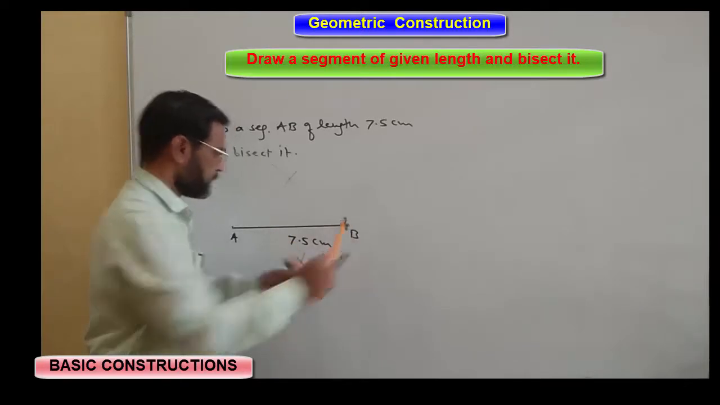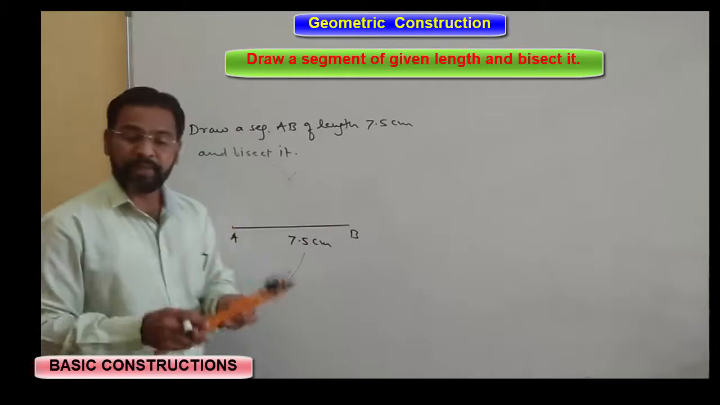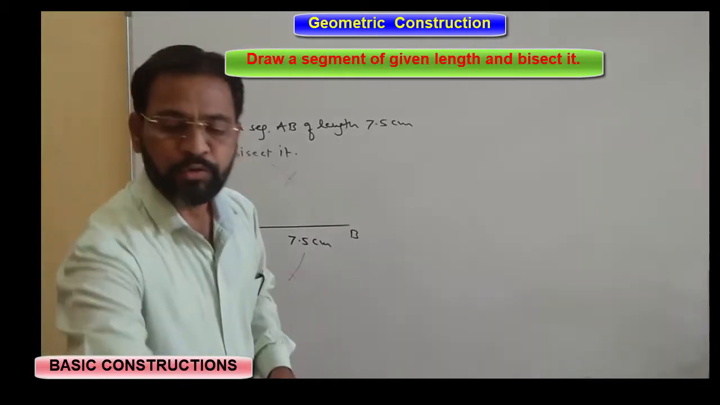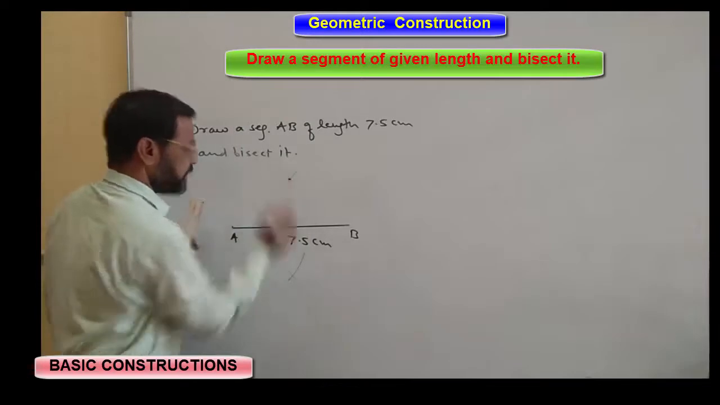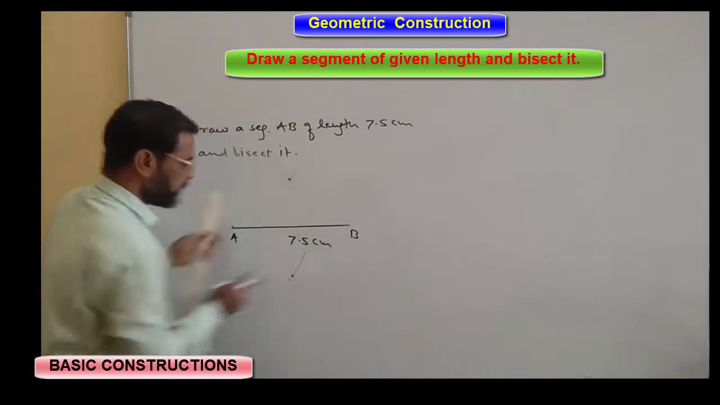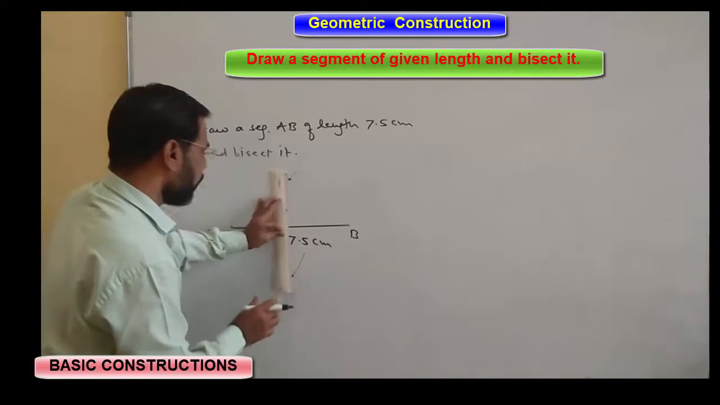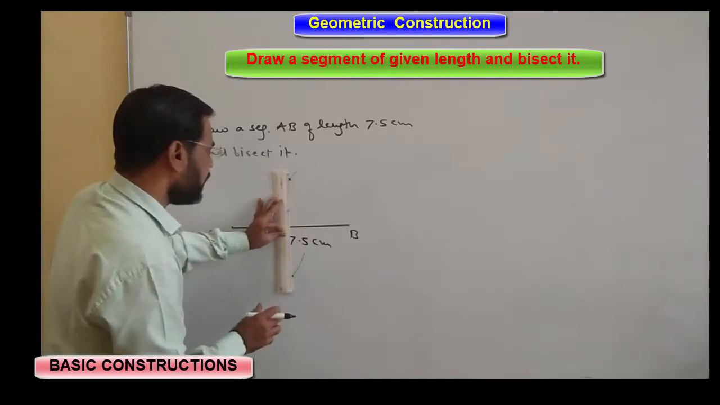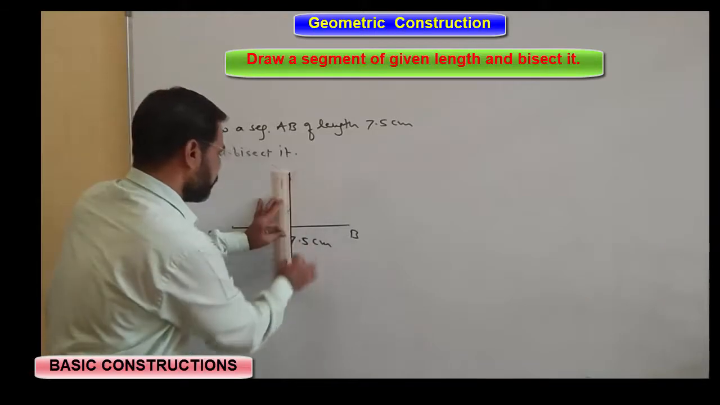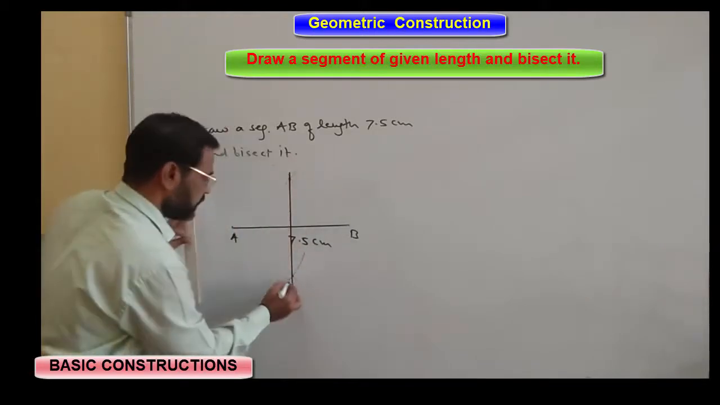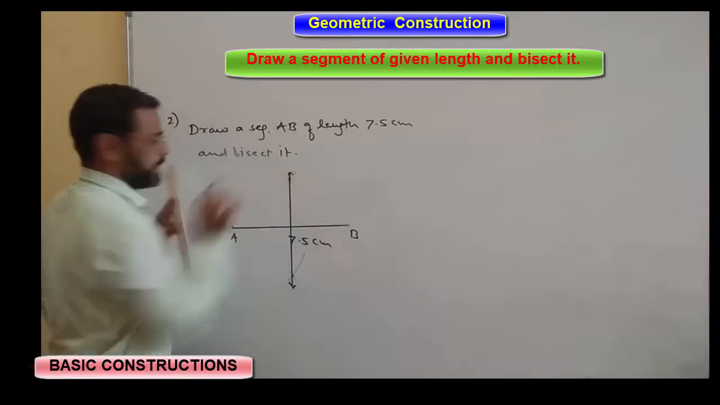Like this. Understand? Now after getting these two points, join them by using a scale. See here, this is an intersecting point, and here also an intersecting point. From these two points, we are going to draw a line. Okay? See here, this is the procedure. This is a perpendicular bisector.